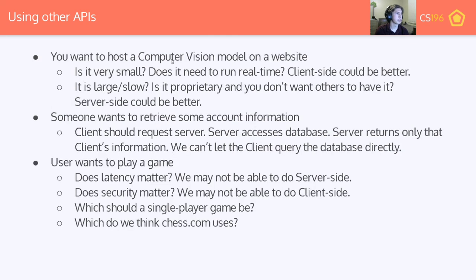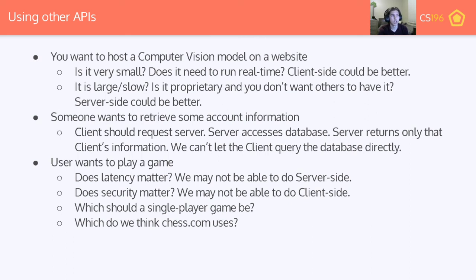So we'll look at some examples. You want to host a computer vision model on a website. Well, some questions we have to ask ourselves: is it small? Do we think it can run on small devices? Does this computer vision model need to run in real time? If so, client side could be better, right? If it's using their webcam and doing something in real time, we kind of have to do client side, or else it may be prohibitively slow to upload an image to your server, perform some computation, send it back.